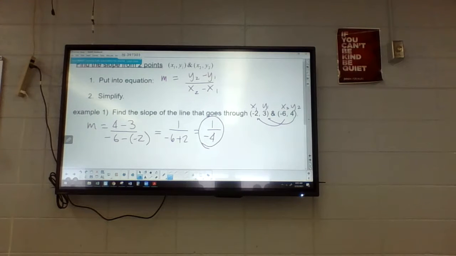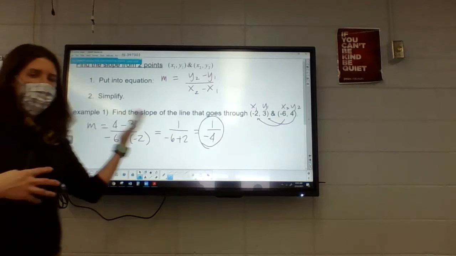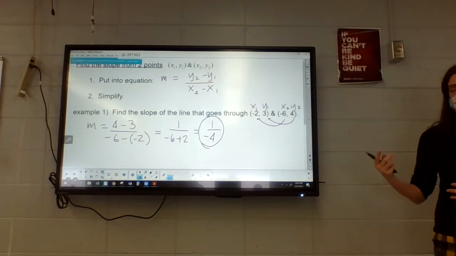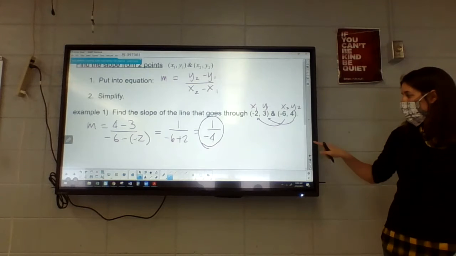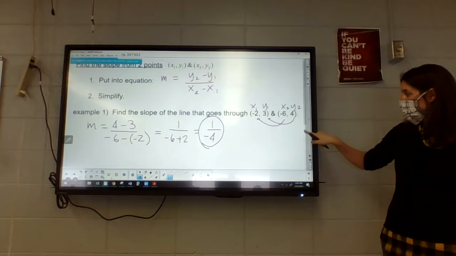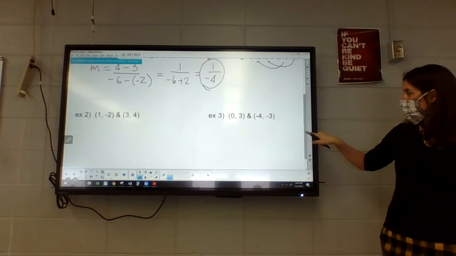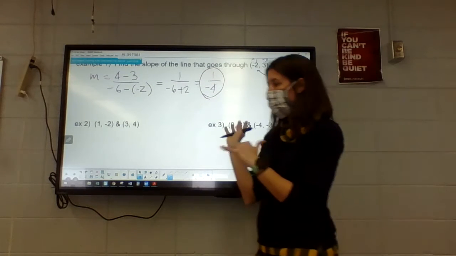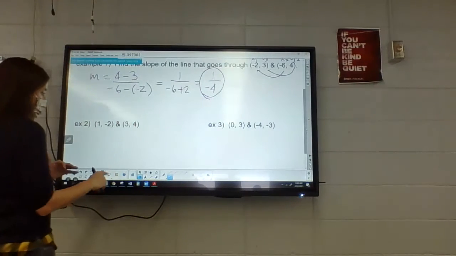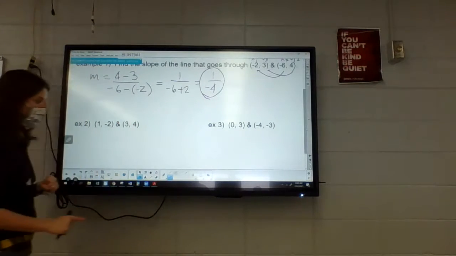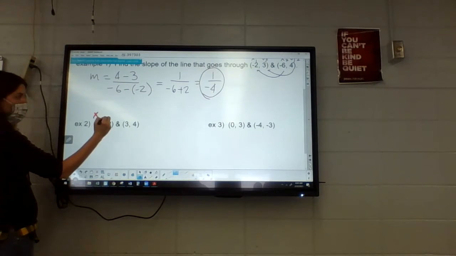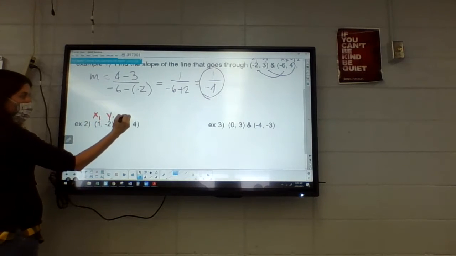Most of the time when you find slope, you'll be able to do it this way. I think in our homework it's probably about half and half, where they give you the graph or they give you points this way. All right, I'll do another one with you, and then I'll probably let you do one on your own. Again, if it helps to label right away, you don't have to.